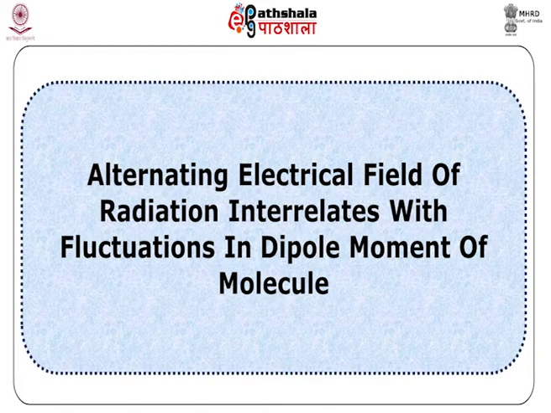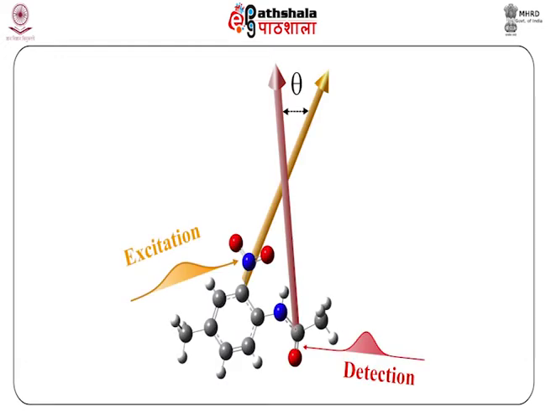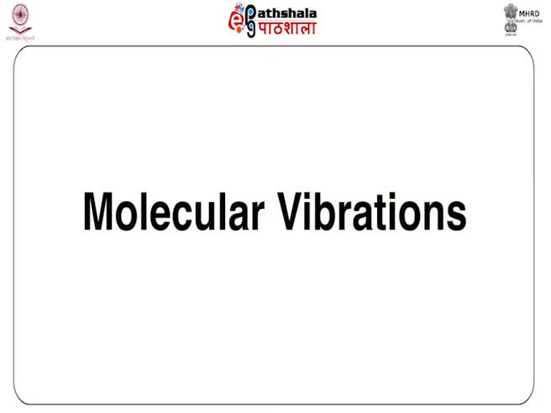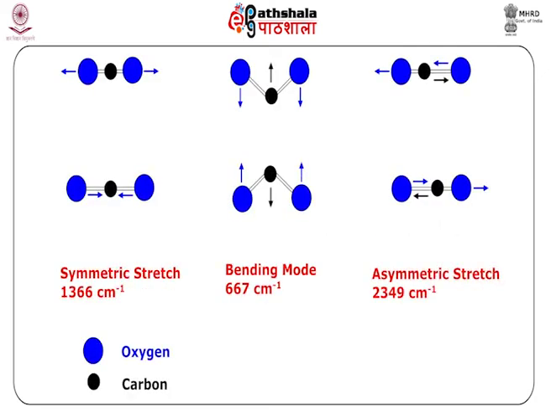The alternating electrical field of radiation interacts with fluctuations in the dipole moment of the molecule. The radiation is absorbed when the radiation frequency matches that of the vibrational frequency of the molecule, thereby resulting in a change in the amplitude of molecular vibration. Molecular vibrations. The positions of atoms in a molecule are not fixed. They are subjected to various vibrations.